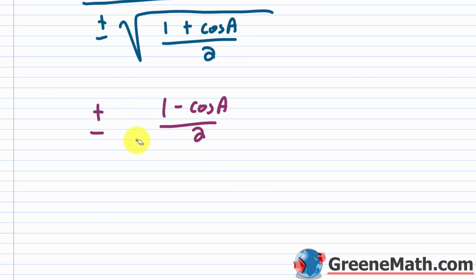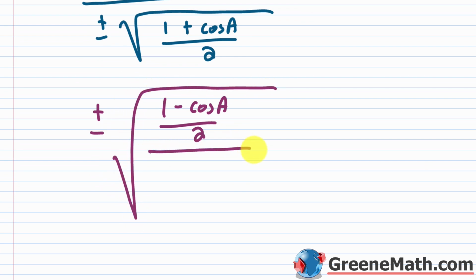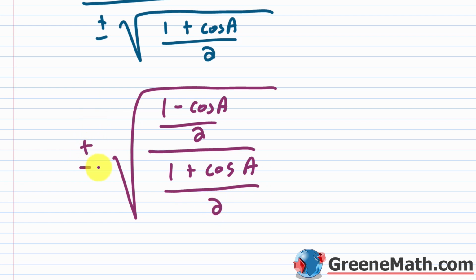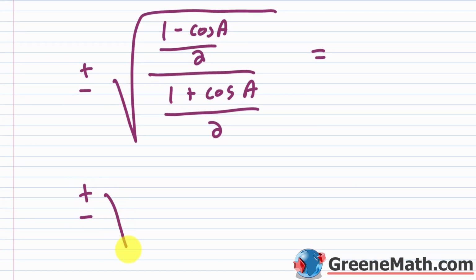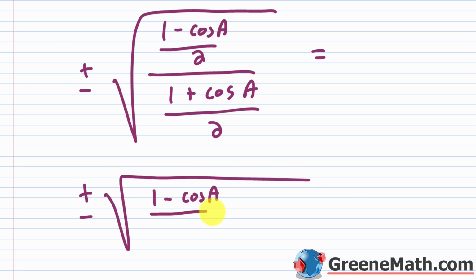And actually, let me make this square root sign a lot bigger. So all the way like this. So this is divided by 1 plus the cosine of A over 2. And let me drag this down here so it's a little bit better formatted. Now what you would do, since you have one fraction divided by another, you would just say this is plus or minus the square root of 1 minus the cosine of A over 2.